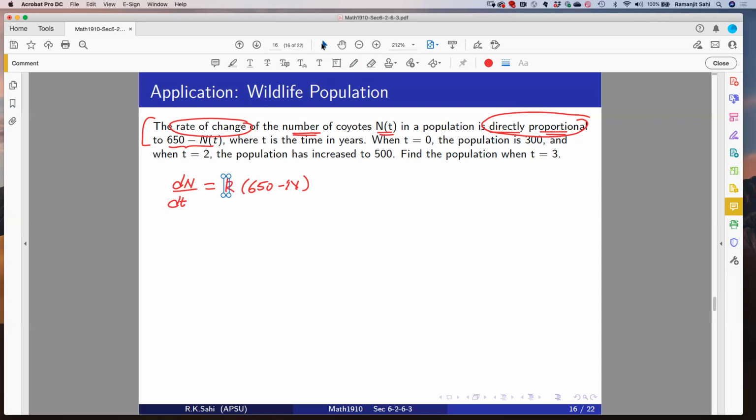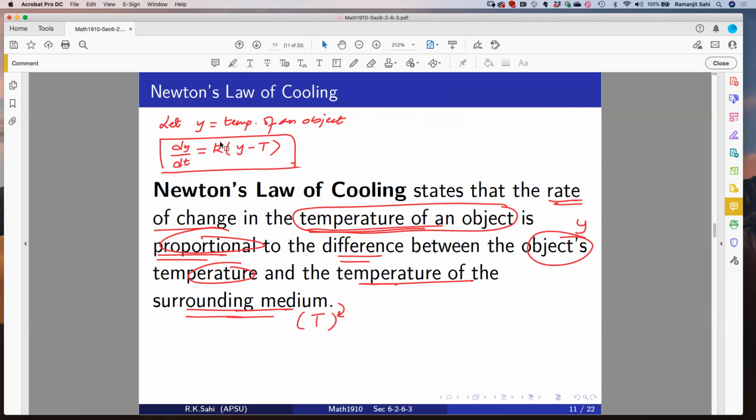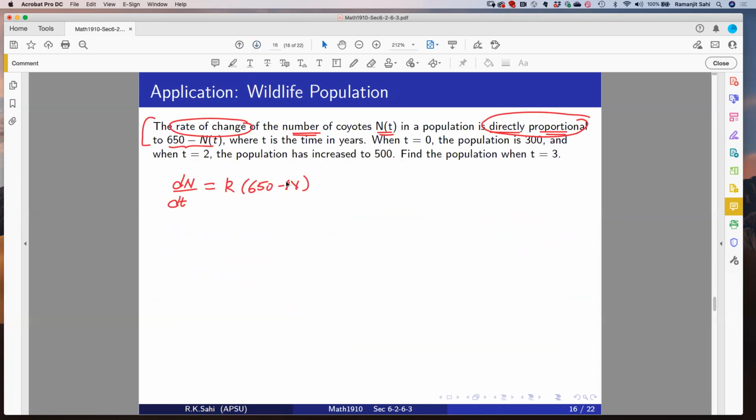And if you notice, it is very similar to our Newton's law of cooling. Let me show you that. There it is, Newton's law of cooling. The only thing that has happened here is that our variable, instead of being the temperature of an object, is now the number of coyotes. And the difference y minus t, which represented the difference between the object and the temperature of the surrounding medium, is actually given to us by the expression 650 minus n. You see that? So similar to Newton's law of cooling.